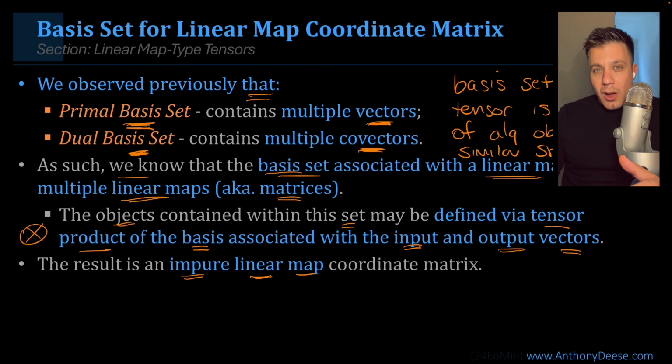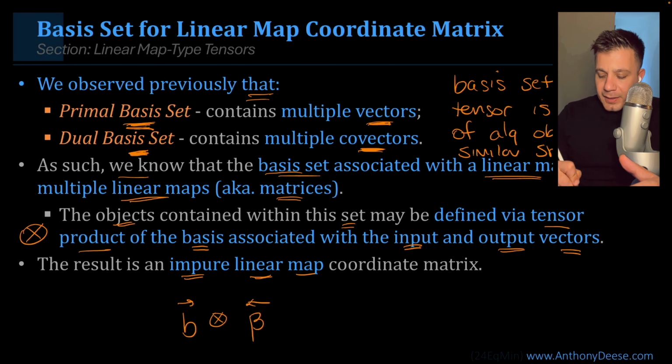If you saw in one of the previous slides, we said that the basis set of the linear map can be generated by something like this. Now, what does this mean? It's saying we're taking the tensor product of some primal vector basis set and some dual vector basis set. And so this is how we are going to generate the basis of our linear map type tensor.